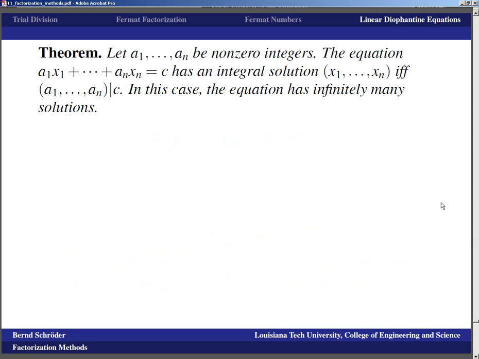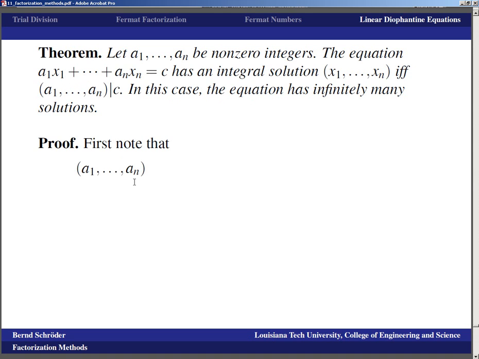If we have n non-zero integers, then the equation a1 x1 plus all the way through an xn equals c has an integer solution x1 through xn if and only if the greatest common divisor of a1 through an divides c, and in this case the equation has infinitely many solutions again. Well, that proof should be very similar.